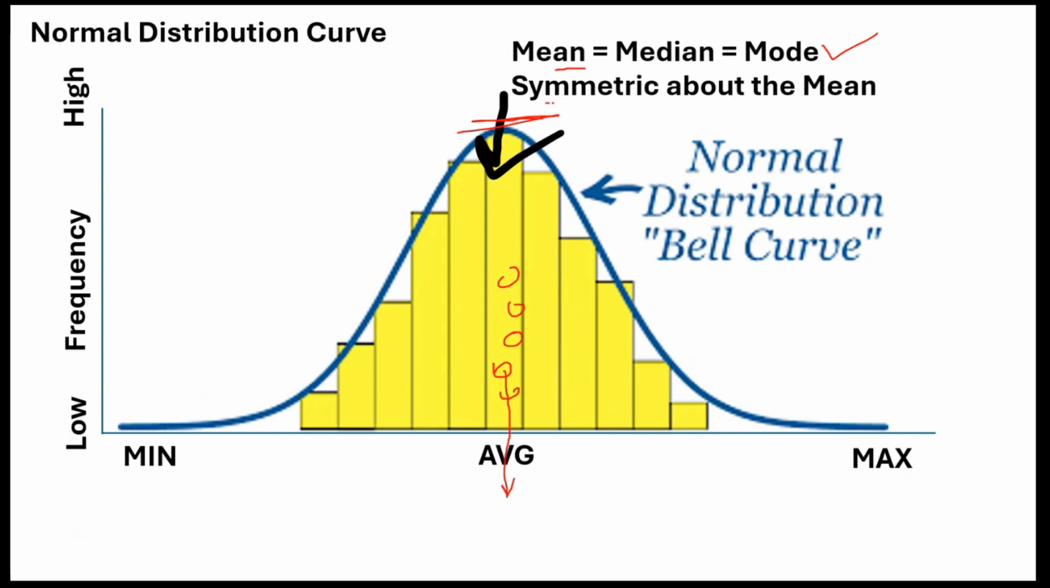Next characteristic is symmetry about the mean. When I say symmetry about the mean, the symmetry of the bell curve means that the values on the left-hand side and the values on the right-hand side, they mirror each other. The distribution is symmetric. Okay, I hope the slide is clear, makes sense to you all.